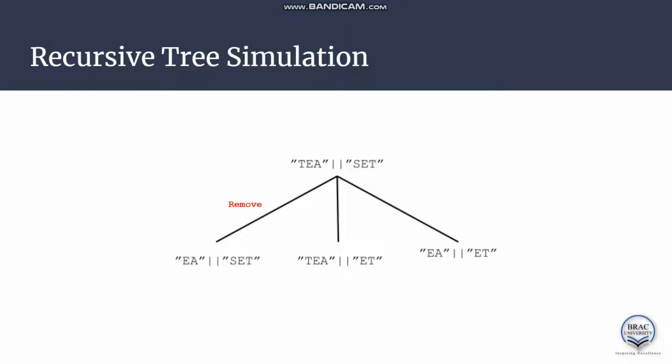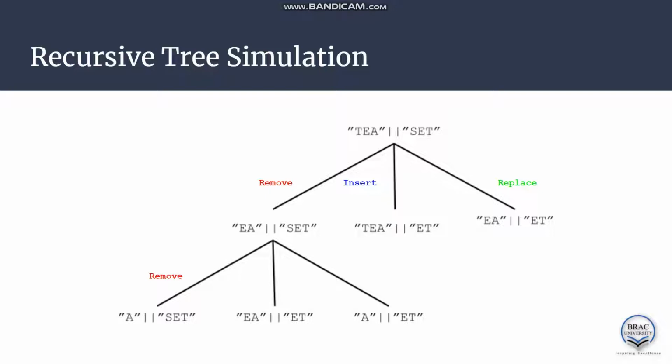Now let's look at the simulation for the recursive tree of edit distance algorithm. We have 2 strings, t and set, where we have to convert t to set. First, we do the remove operation where we remove t from the first string and we are left with EA and SET. Then we do the insert operation, we insert S from the second string and we are left with TEA and ET. And now we'll do the replace operation where we replace T with S and we are left with EA and ET.